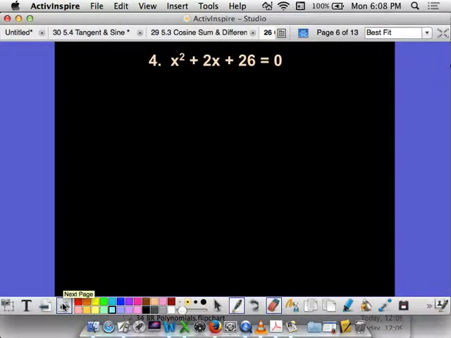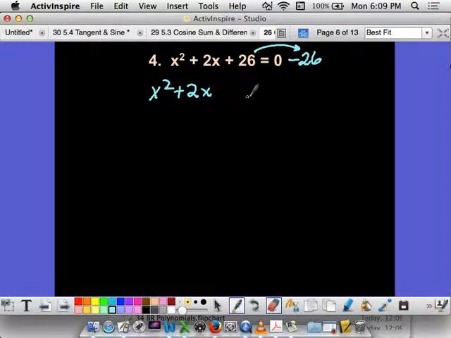Number 3. Again, we're going to move our c to the other side, and it becomes negative 26. Positive on the left means negative on the right. So we have x squared plus 2x, scoot down, skip a space, is equal to negative 26. Be very, very careful with your signs. You just can't say that enough.